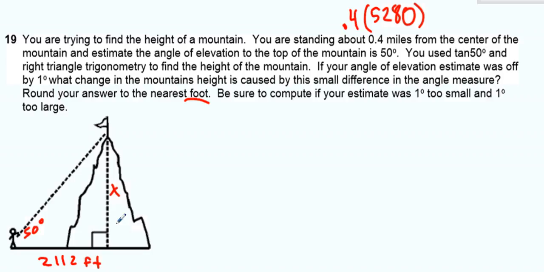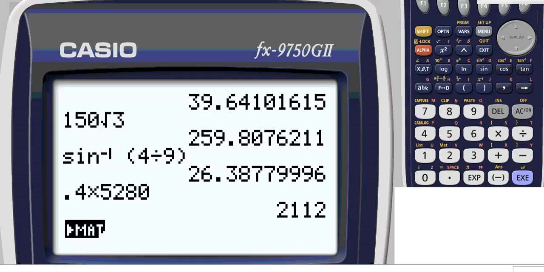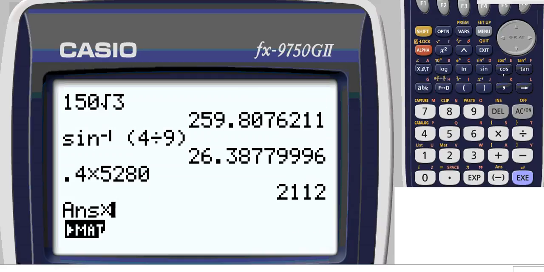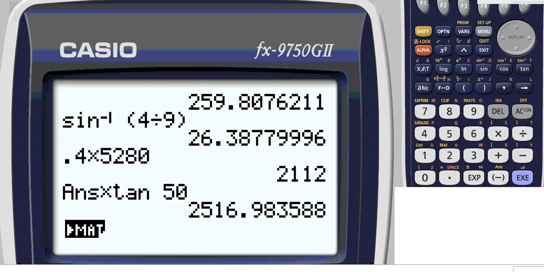So by doing this, you get opposite over adjacent, so tangent 50 is opposite, x, over 2,112. And then you solve this by multiplying 2,112 times tangent 50. And we find that the height is 2516, make that 2517.